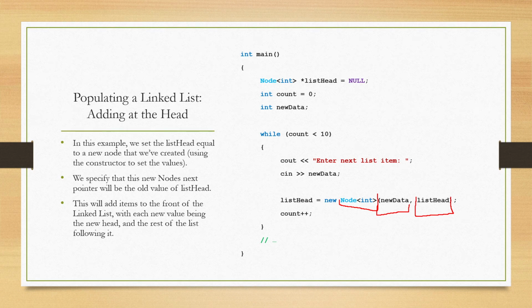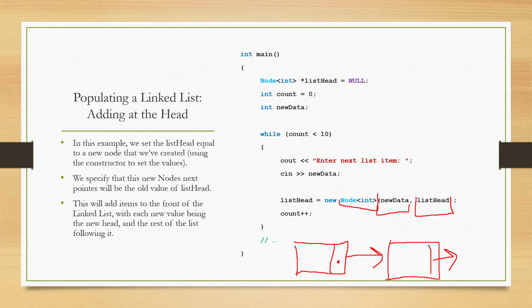Let me draw it out for you guys because it's a little bit hard to explain. I'm just going to do these two arrows, and let's say I iterate through this 3 times, so I'm at count 3, and this is the list head I'm currently at, or this is the head. Oh, sorry, guys. This is my current head.